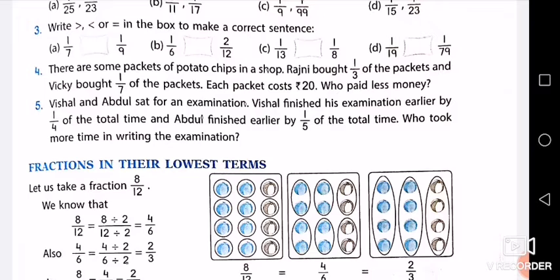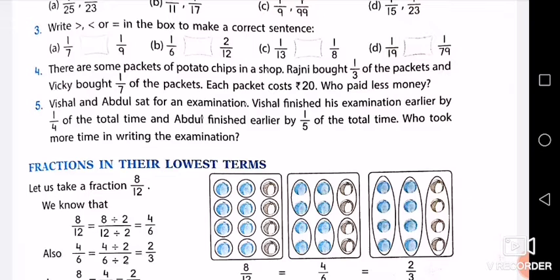What you have to understand is this: which fraction is greater, 1 by 3 of the whole packet or 1 by 7 of the whole packet? Here you have to remember the rule that I have told you, that greater the denominator, smaller the fraction, or smaller the denominator, greater the fraction. It means who bought more? 1 by 3 is greater or 1 by 7 is greater. Clearly you can see that 1 by 3 is greater than 1 by 7.